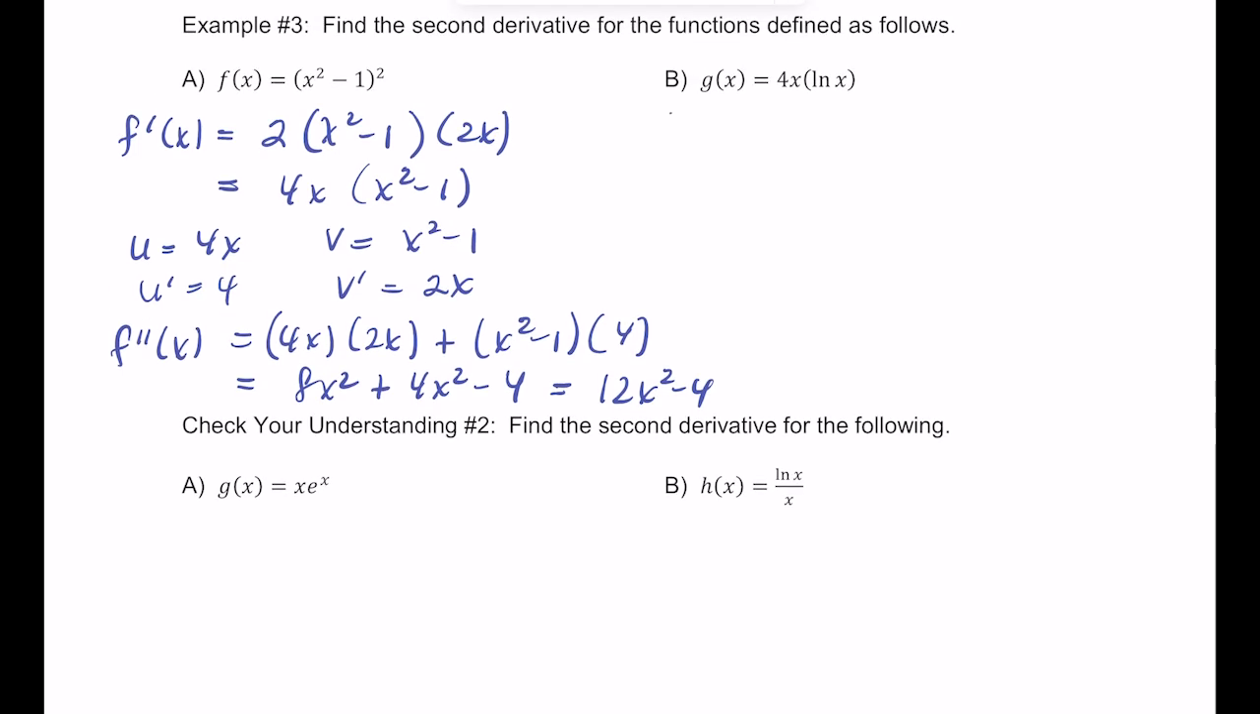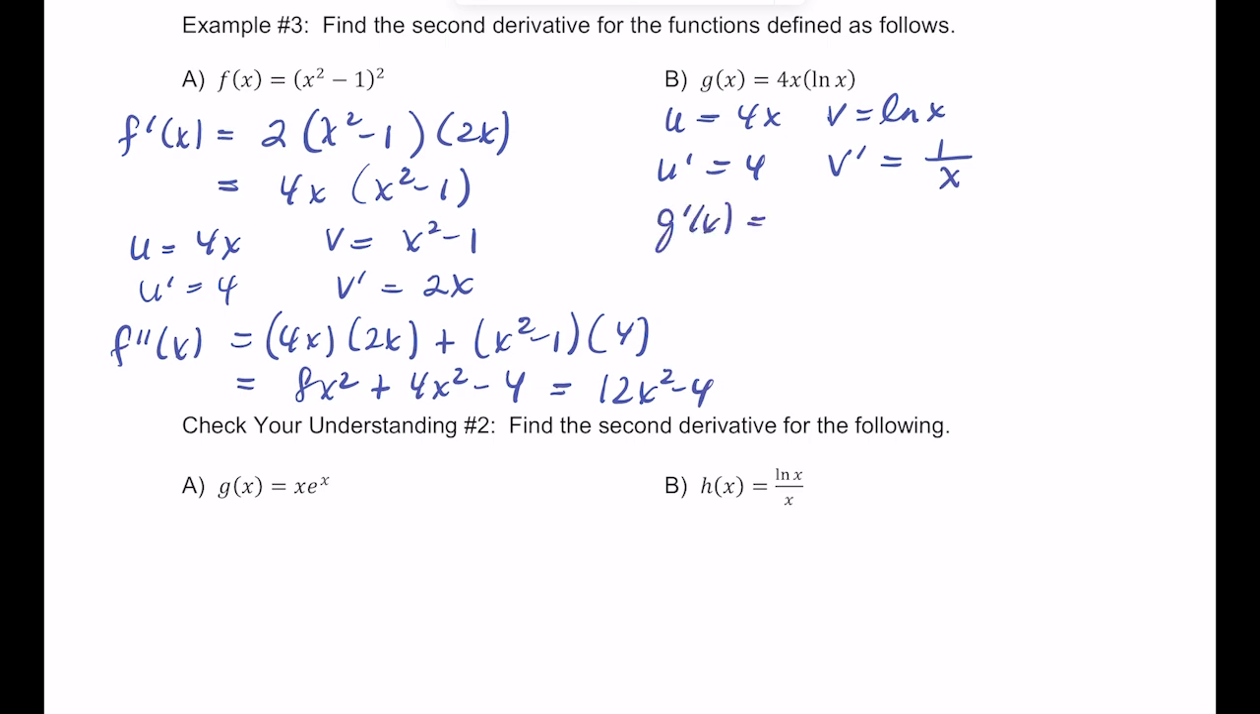Now in letter B, I've got g of x equals 4x times the natural log of x. So again, I have a product. Before I can even find the first derivative, I need to use the product rule. So we're going to let u equal 4x, and then v is going to be ln x. So u prime is just 4, and the derivative of ln x, if you'll remember, is 1 over x.